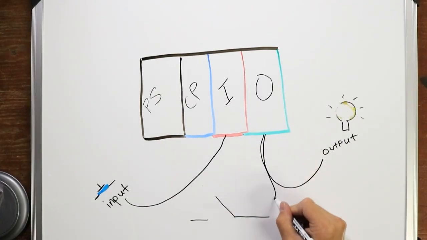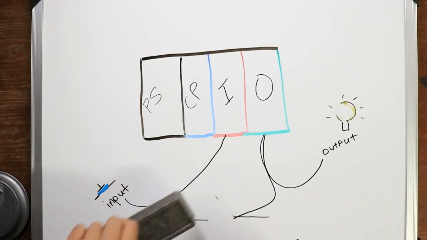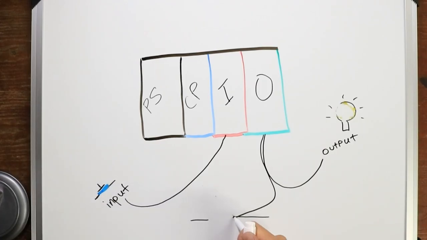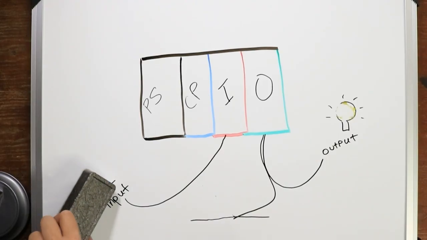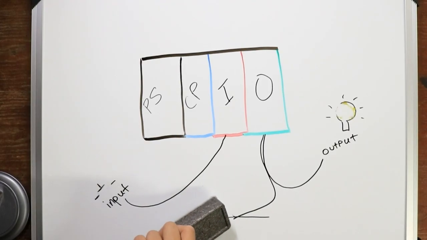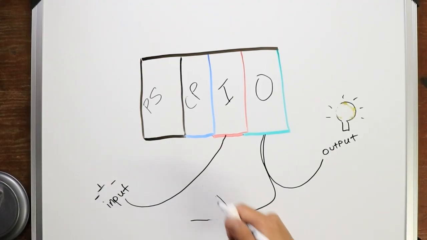This output shuts the door. Okay? And now that door is closed. Let's say you turn off the input, and now that door opens.